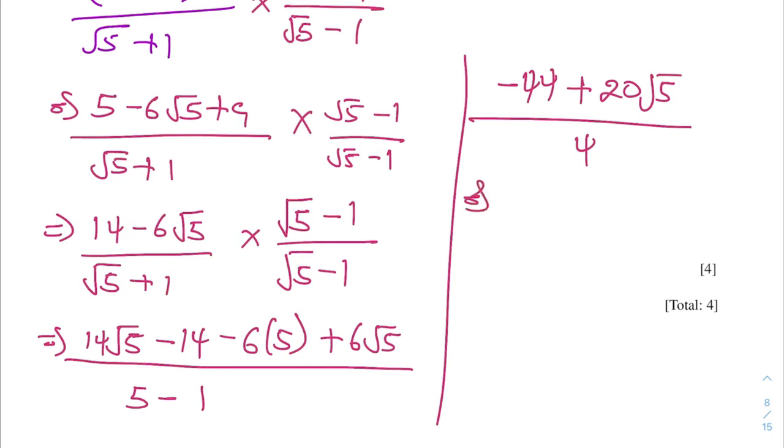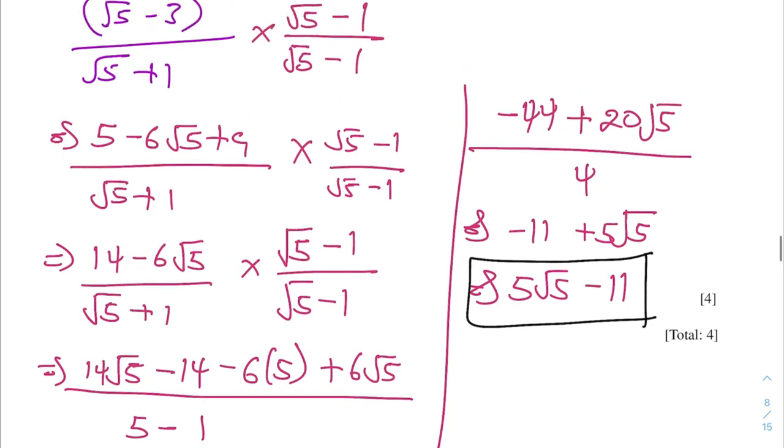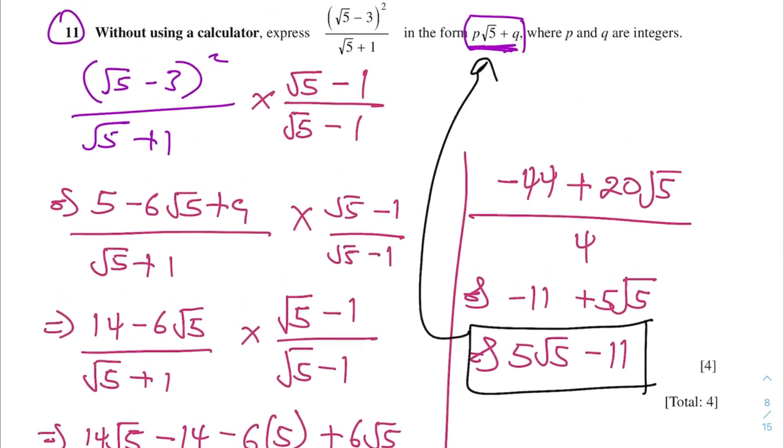Now if you divide through by 4 throughout, you can also factor 4 out in the numerator and then cancel out with the denominator 4. That will be negative 11 plus 5 root 5. If you don't like it this way, you can also write it as 5 root 5 minus 11. Once you get your answer in this form, you stop, because it correlates with what they wanted you to do. So p is 5 and q is negative 11. That's how to solve a question like this.